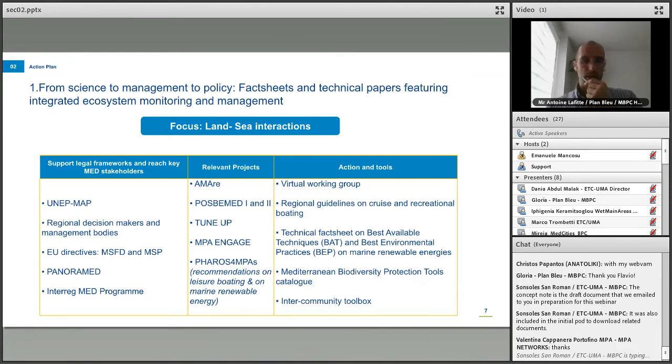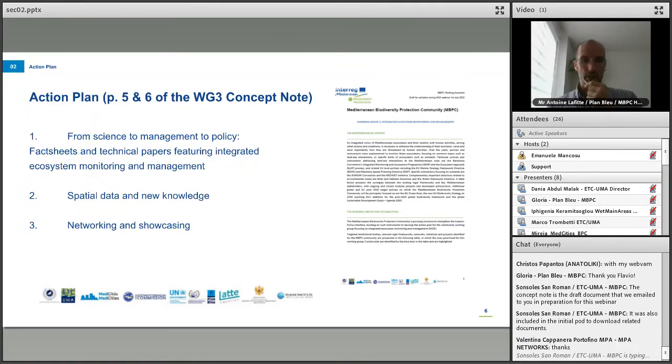Regarding the networking and showcasing, we would like to emphasize that an integrative approach should be adopted when managing MPAs. Implementation of an integrated land-sea conservation planning and management allows us to meet conservation targets more efficiently, and to account also for human uses occurring on land affecting marine habitats.